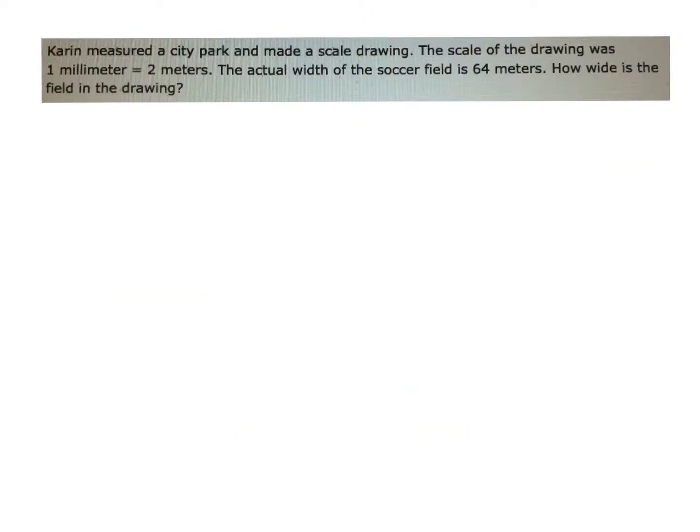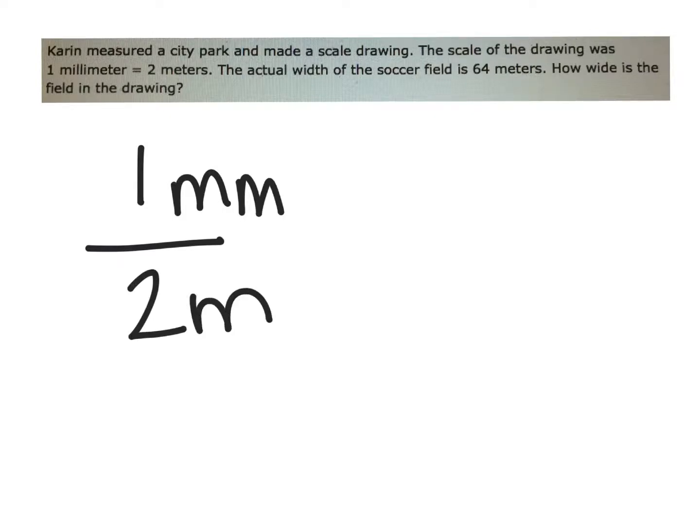Karen measured a city park and made a scaled drawing. The scale of the drawing was 1 millimeter equals 2 meters. The actual width of the soccer field is 64 meters. How wide is the field in the drawing? So we've got to take the scale, and I'm going to turn it into a proportion because that's what we like to work with. We have 1 millimeter equals 2 meters. And then on the other side, I have only one other number to fill in, which means I'm going to have an X somewhere, and that's 64 meters.